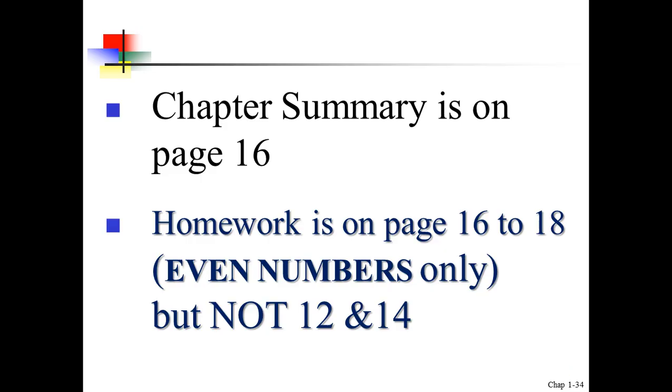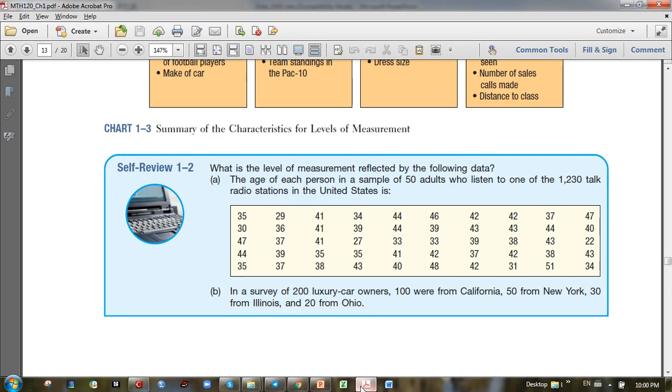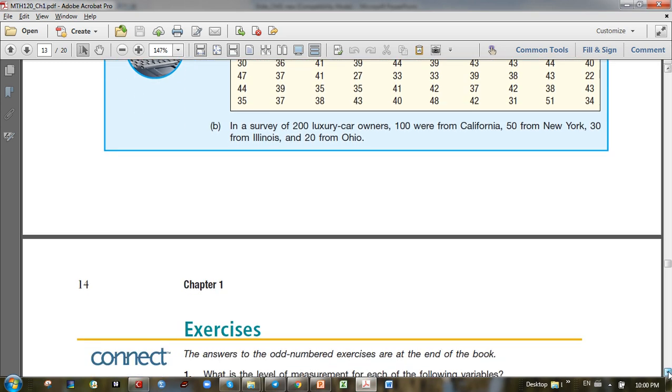Okay, last slide. You can see the chapter summary on page 16 of the textbook. You have homework right now. Homework is on pages 16 to 18. Your homework is only the even numbers, but not including number 12 and number 14. So your homework is the even numbers from page 16 to page 18, but not exercise number 12 and number 14.